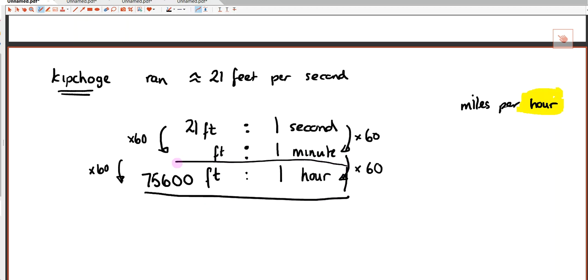Now we have to convert that into miles. So we've got our 1 hour, so we don't need to change this, but we do need to convert from feet into miles. So how are we going to do that, guys? Two ways we've done before. One was to use the conversion on our sheet. The other one was to use a converter where? On your laptops.